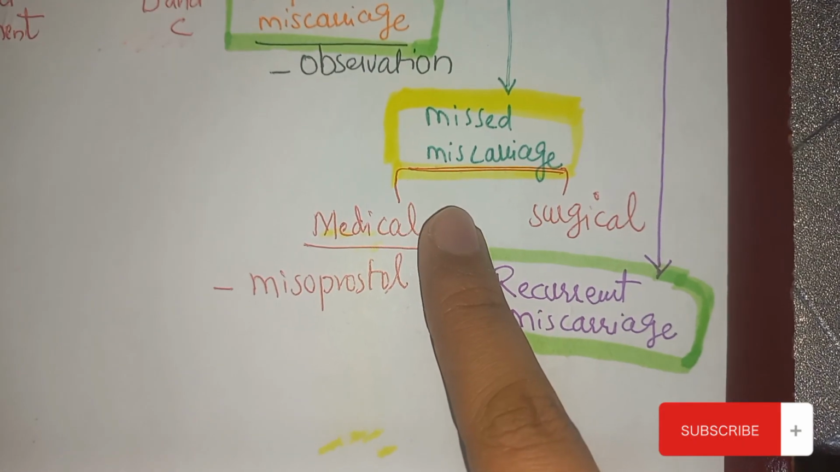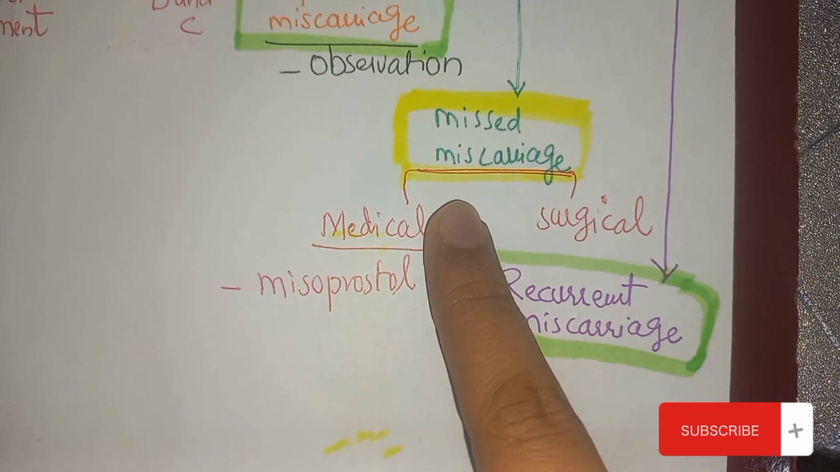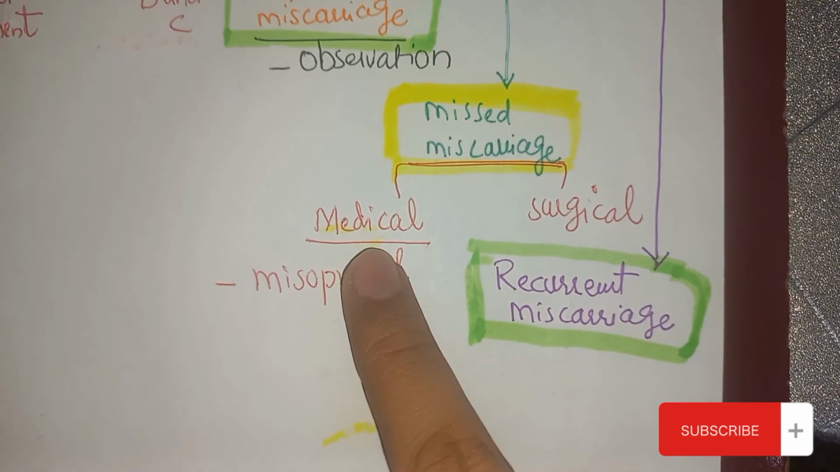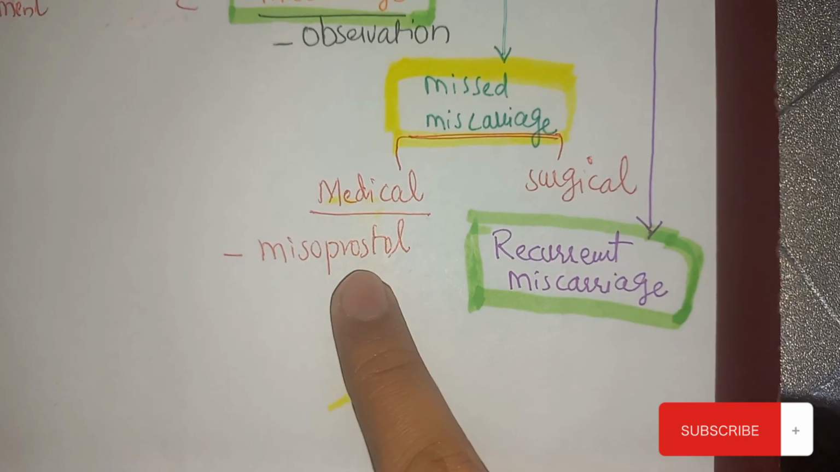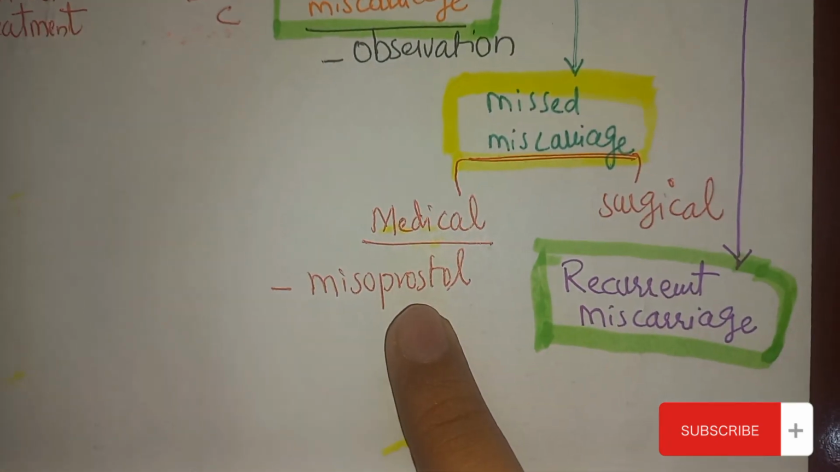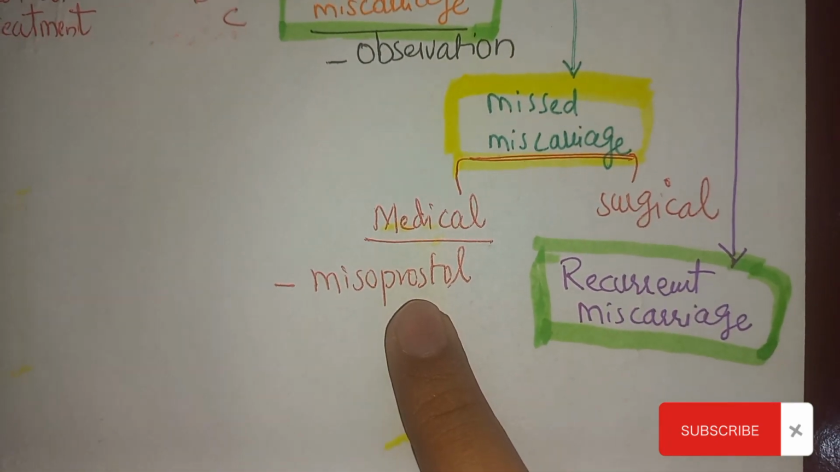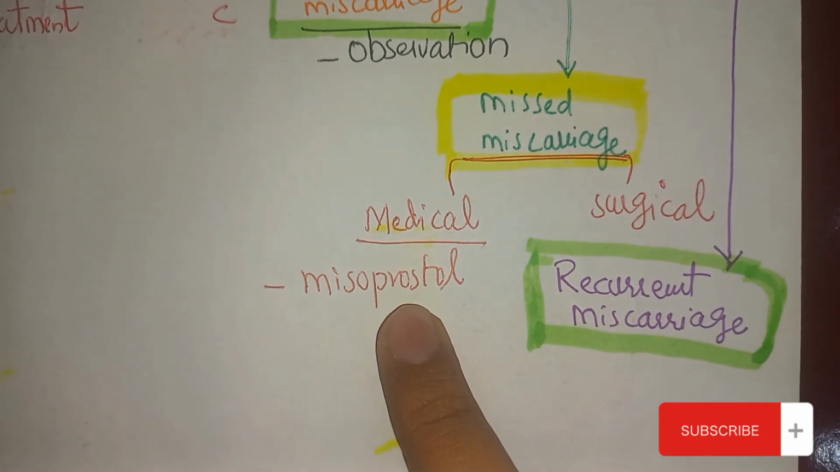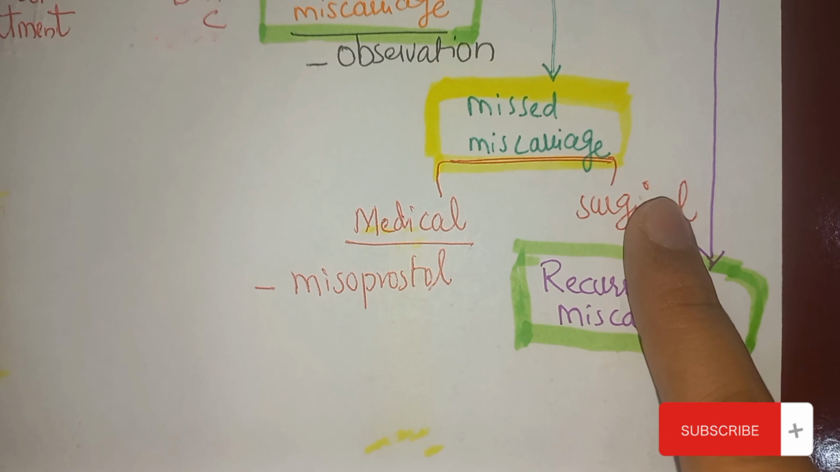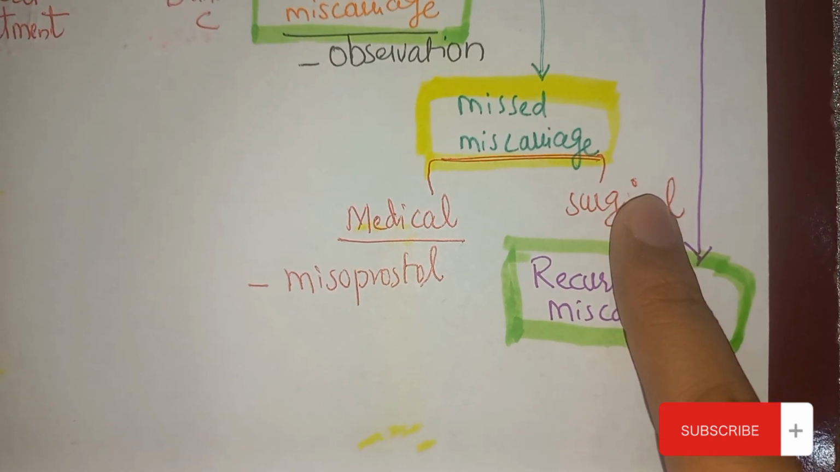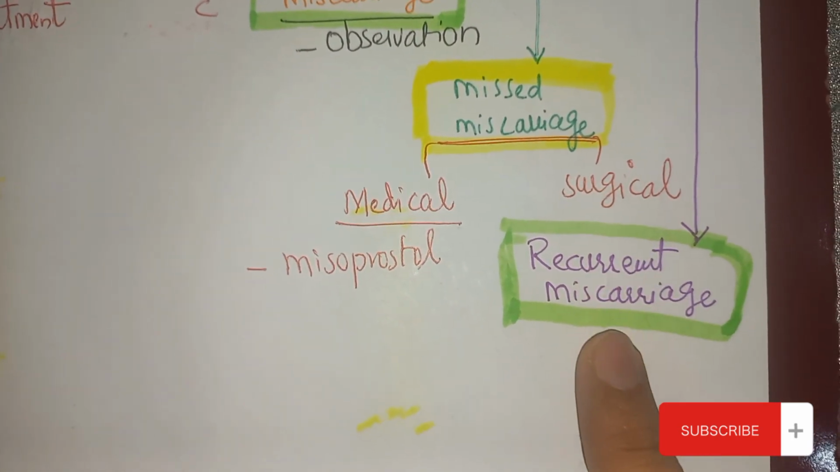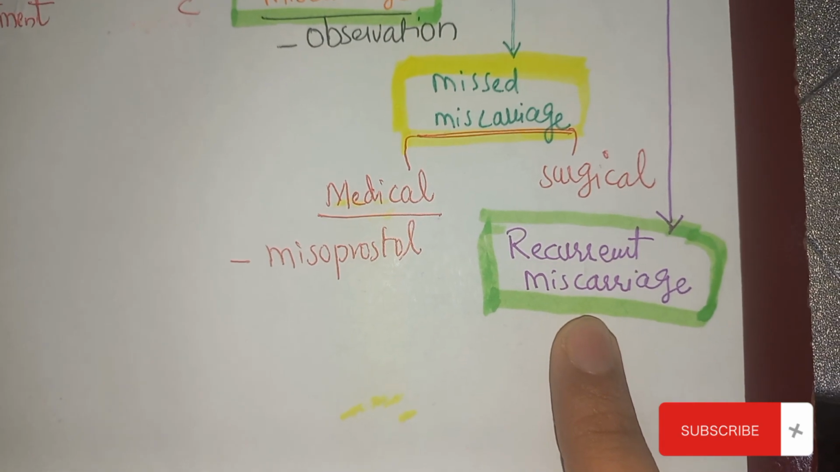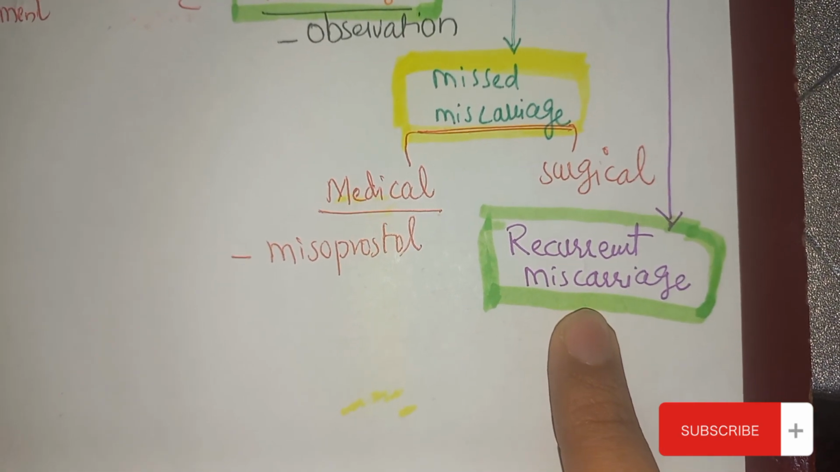Missed miscarriage. In this case there are two modes of treatment: medical treatment and surgical treatment. For medical treatment, you give misoprostol, and the doses of misoprostol are different according to the gestational age. And surgical treatment is dilatation and curettage.